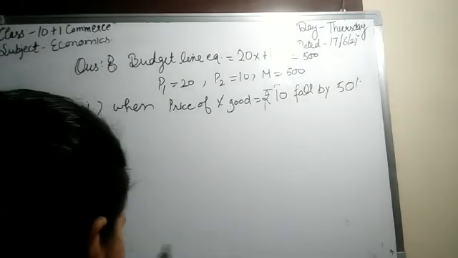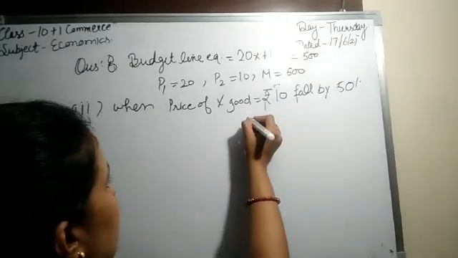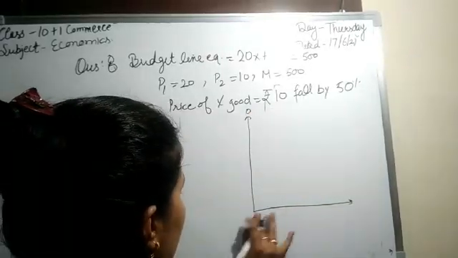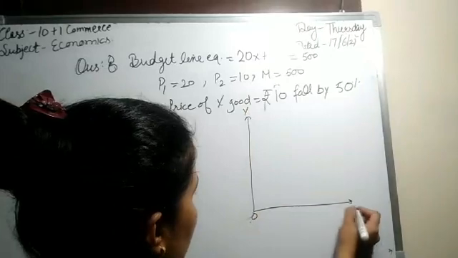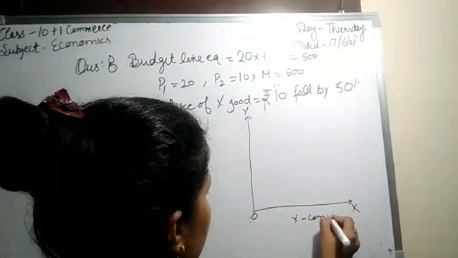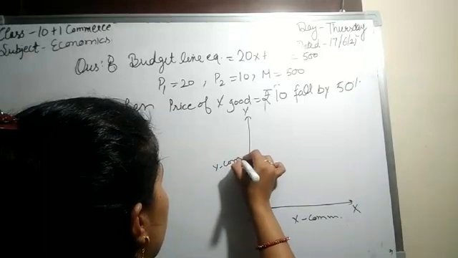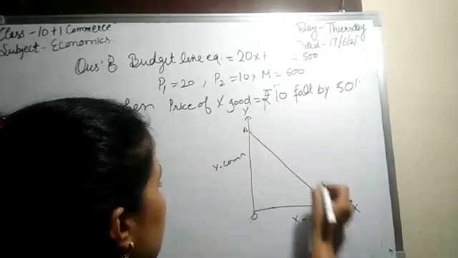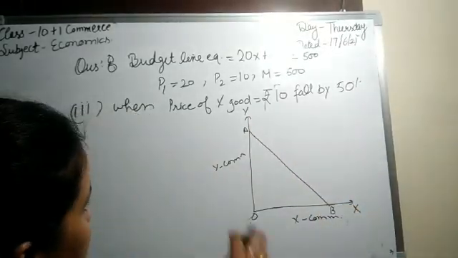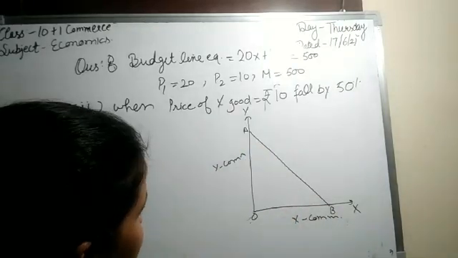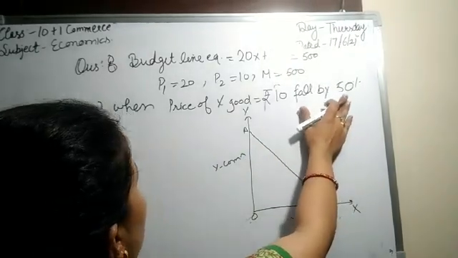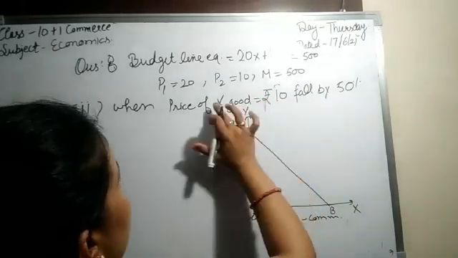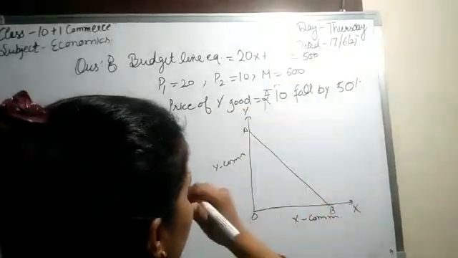First, we show it through the diagram. So this is the diagram here: Y, O, X. Here X commodity, here Y commodity. In the first situation, the original budget line is A and B. When the price of Y good is decreased by 50%, what will be the effect?